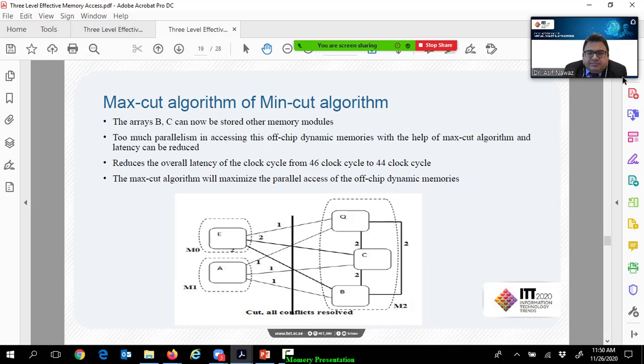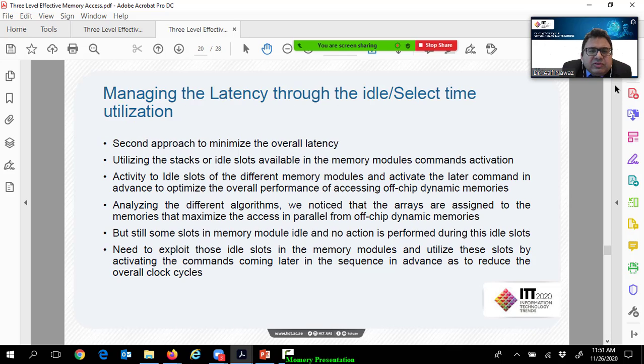Let's see. So this is how. If we cut over here, this is an architecture that is different. The arrays B and C now store other memory modules. Once you cut this, instead of making this much, we use these smaller graphs, and that's the reason we can increase the clock cycle performance.